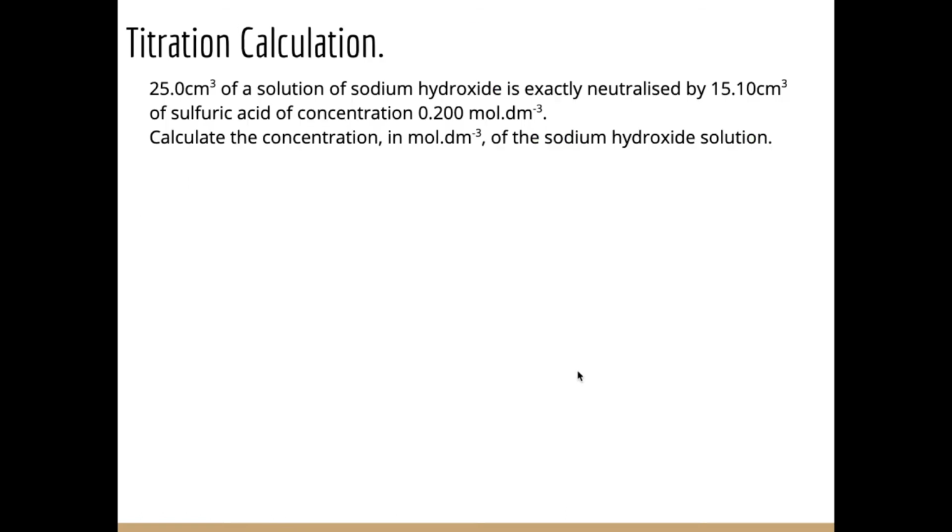Let's do an example of stoichiometry using a titration and using our concentration equation. So this is tying up a fair bit of what we've done today all together. As always, if you're playing along at home, pause now and have a go. 25.0 centimeters cubed of a solution of sodium hydroxide is exactly neutralized by 15.10 centimeters cubed of sulfuric acid of concentration 0.200 moles per decimeter cubed. Calculate the concentration in moles per decimeter cubed of the sodium hydroxide solution.